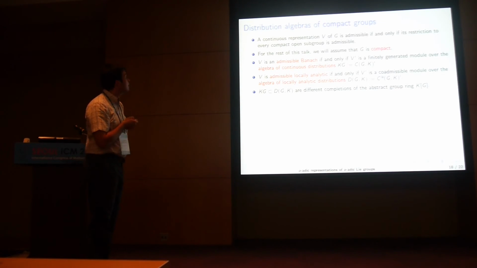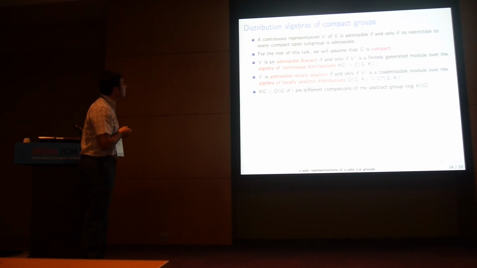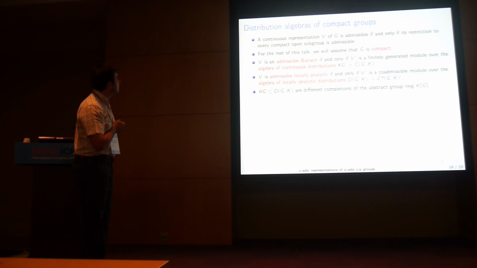Let's consider admissible representations of compact groups. Here are the definitions. An admissible Banach representation is a Banach space continuous representation V such that the strong dual, I'm not going to have time to talk about the topologies involved, is a finitely generated module over the algebra of continuous distributions, also known as the Iwasawa algebra of the group, K[[G]]. This turns out to be a nice Noetherian algebra, which is very important. And then for locally analytic, it's the same definition, but you change continuous distributions to locally analytic ones.